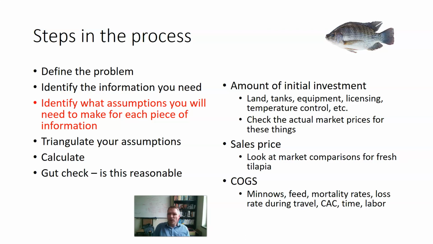And so what would go into that initial investment? I need to think really hard about every single thing I need to purchase, or rent or anything else. Land, tanks, equipment, licensing. I need stuff for temperature control because tilapia grow faster in warm waters. I've got to make a really comprehensive list and walk through every potential cost.